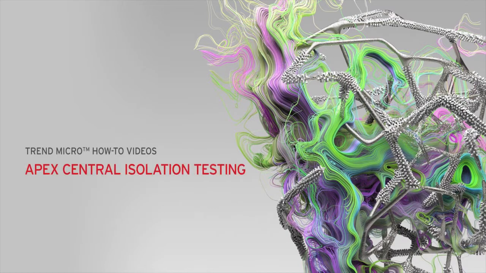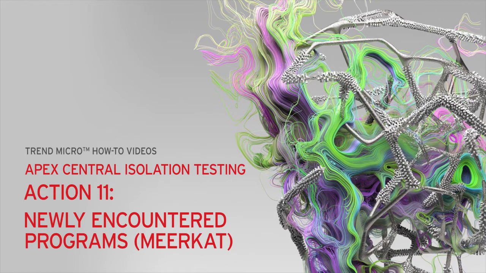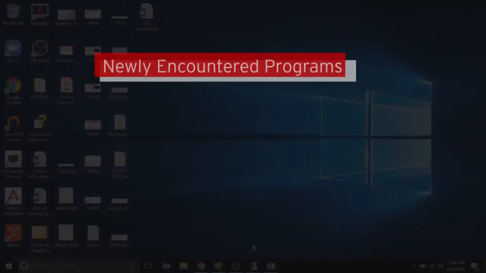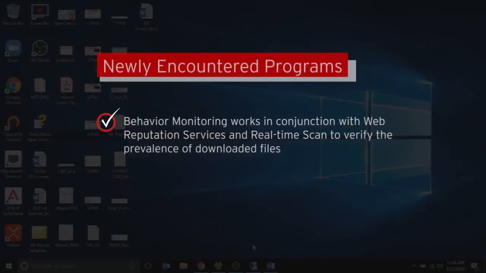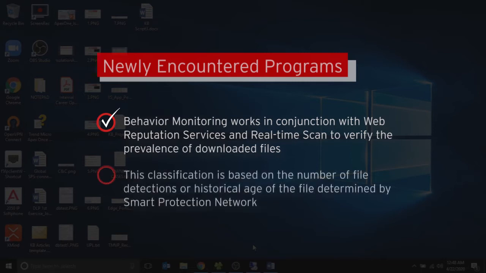In this video, we will show you how to disable newly encountered programs protection for the Apex Central Web Console for isolation testing. Behavior monitoring works in conjunction with the Web Reputation Services and real-time scan to verify the prevalence of files downloaded through web channels, email applications, or Microsoft Office macro scripts. Trend Micro classifies a program as newly encountered based on the number of file detections or historical age of the file as determined by the Smart Protection Network.